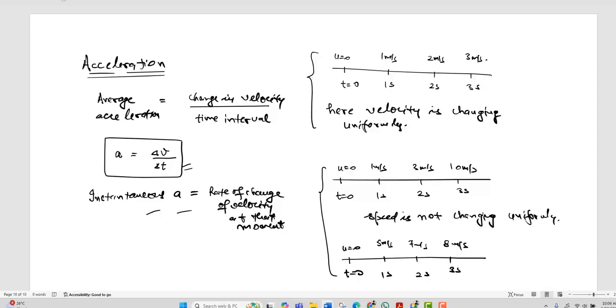Now this is change in velocity, so the unit will be meter per second, and the corresponding time interval is second, so the unit of the acceleration is meter per second square, right? Also, this is a vector quantity. What type of quantity it is? It is a vector quantity because there is a directional sense that we can associate with the acceleration, right?